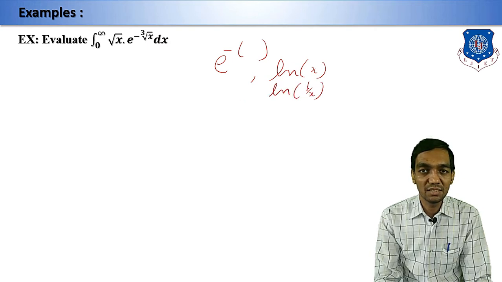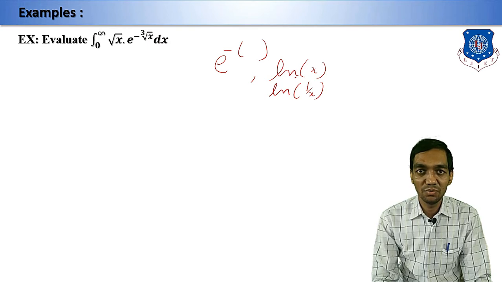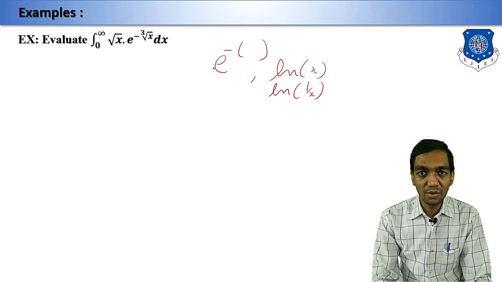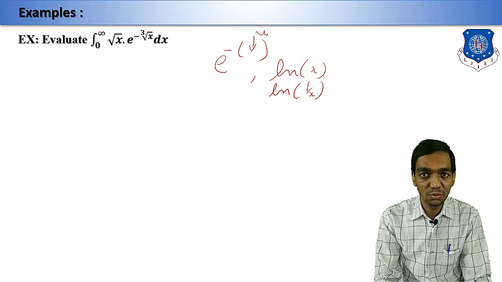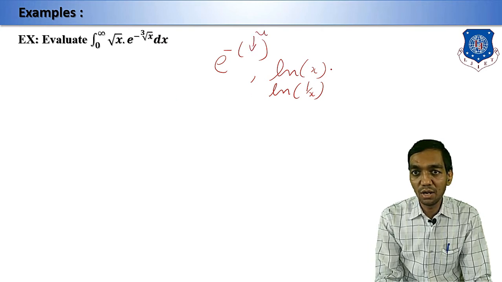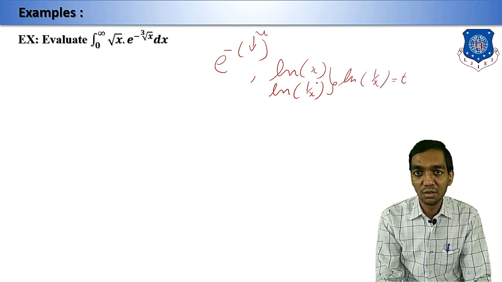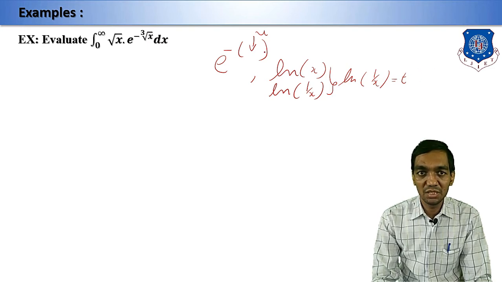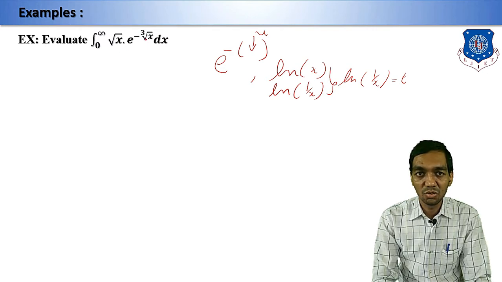In either case, that is also an example of gamma. If you have e raised to something, then we assume this something is equal to u. And if you have a log, then in that case we are going to use log of 1 upon x is equal to t or u, or whatever variable you have to assume. Please remember this. So here you have e raised to minus something. So we are going to solve this example.